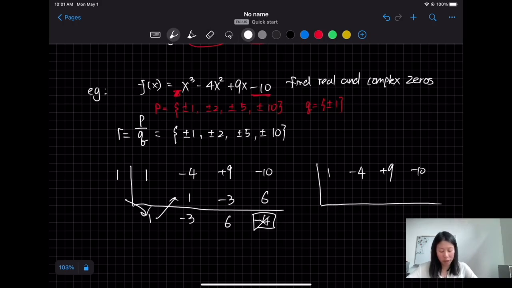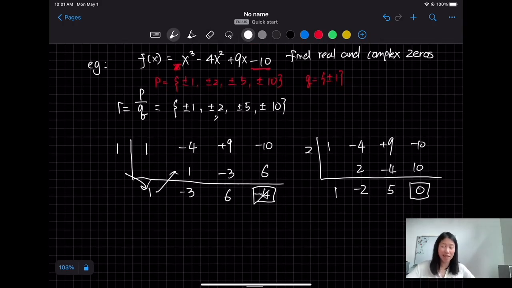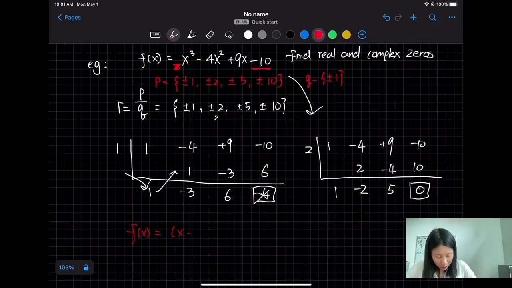Okay, so the next one, let's try 2. So I have a 1, 2 times 2, negative 4 plus 2, I have a negative 2. This is negative 4, I have positive 5. 2 times 5 is 10. So this is 0. Okay, so that means x equals 2 is one of the real roots of the polynomial. Now I can rewrite the polynomial as x minus 2, because 2 is the root. So the factor has to be x minus 2, times x squared, x, and then the constant term. So I have x squared minus 2x plus 5.